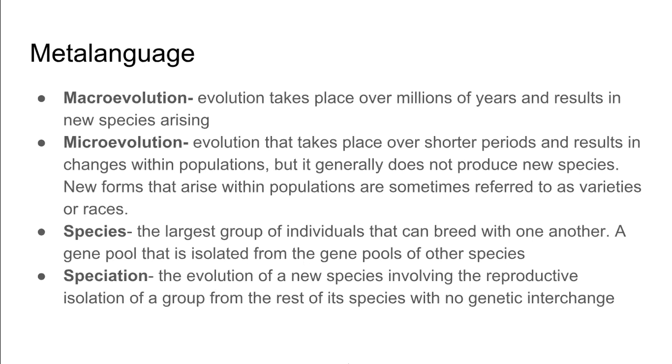Some meta-language that we're using today: macroevolution, so evolution that takes place over millions of years and results in new species arising. And then we have microevolution, which is the evolution that takes place over shorter periods and results in changes within populations, but it generally does not produce new species. Some new forms that arise within populations are sometimes referred to as varieties or races. Species are the largest group of individuals that can breed with one another, a gene pool that is isolated from gene pools of other species. And then we have speciation, which is the evolution of a new species involving the reproductive isolation of a group from the rest of its species with no genetic interchange.